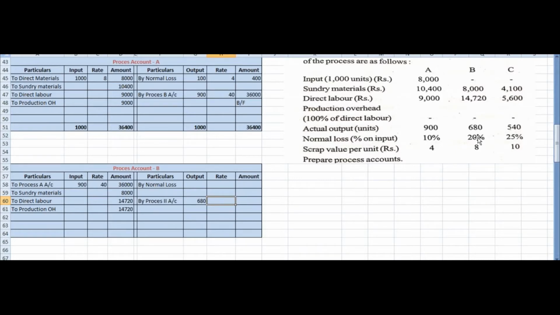Then normal loss is 20%. 20% of this 900 is how much? We will get 180. The rate for 180, how much here? See the last column, this B column, the last scrap rate is 8 rupees. So we will get 1440. Now the question information is over.